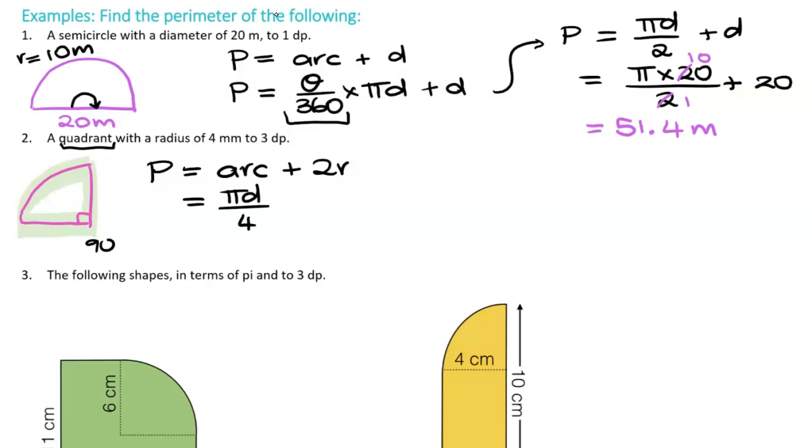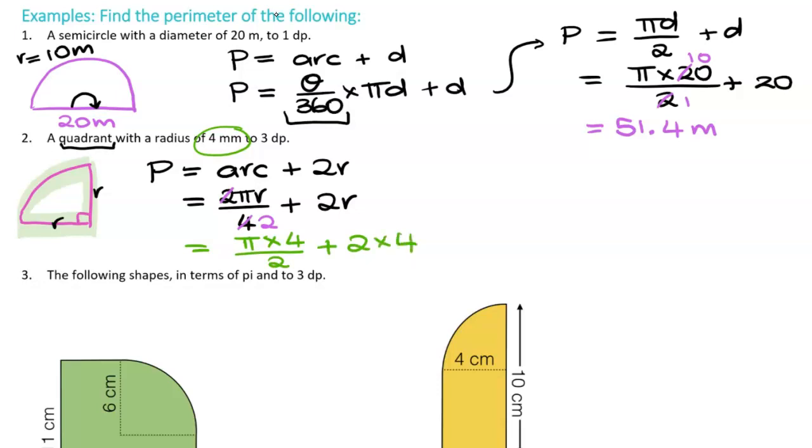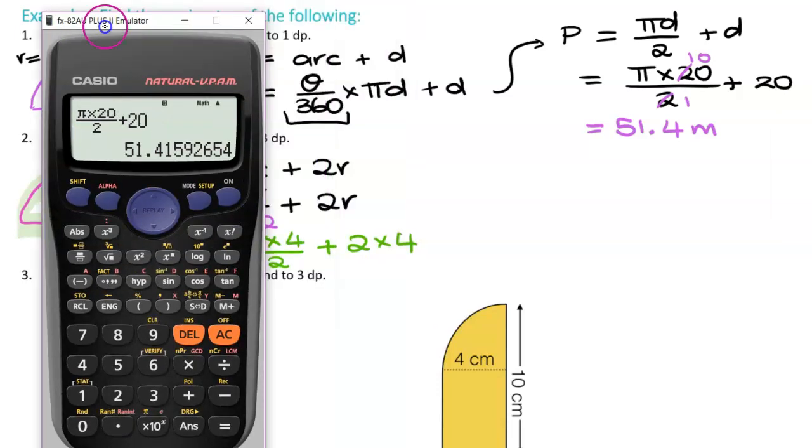Or you could have written 90 over 360 times, instead of pi d, let's do 2 pi r actually, because we've got 2 radii here. So you could have done 2 times 2 pi r here, and that would cancel down to the same thing. And we're going to do plus 2r here. You could cancel down this 2 with this 4, and when we actually get to the point of substituting, that would be pi times the radius was 4 millimeters, on 2, plus 2 lots of the radius was 2 times 4. We've done the formula, we've done the substitute.